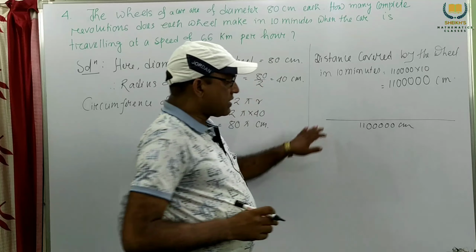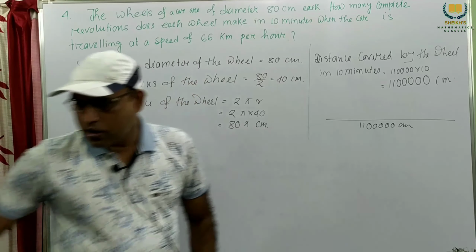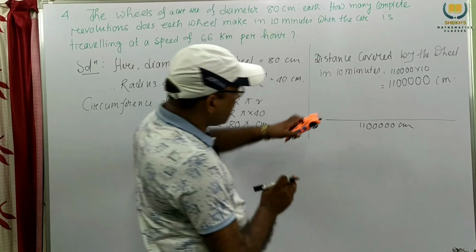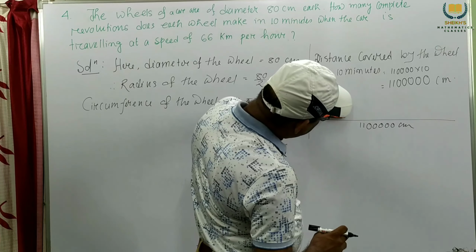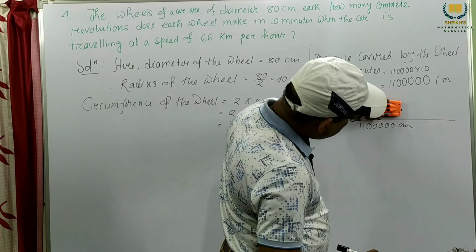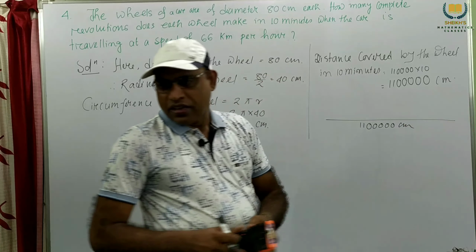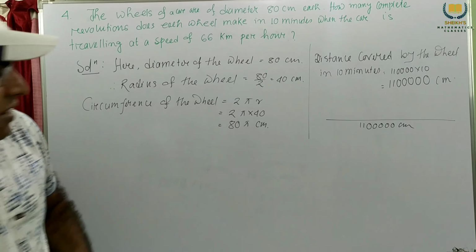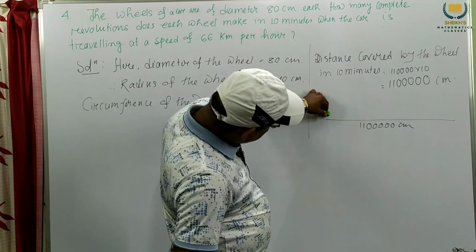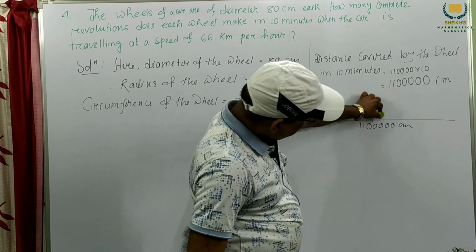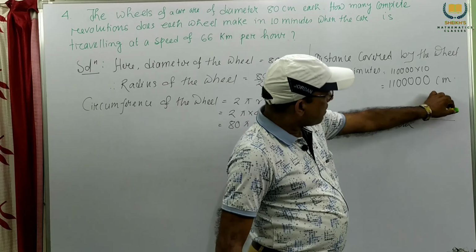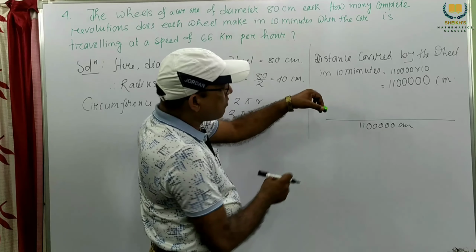So this is our, suppose, road. Now this car is going in this way. We consider one small car. This is also in this way, this distance covered. Now how many complete revolutions?